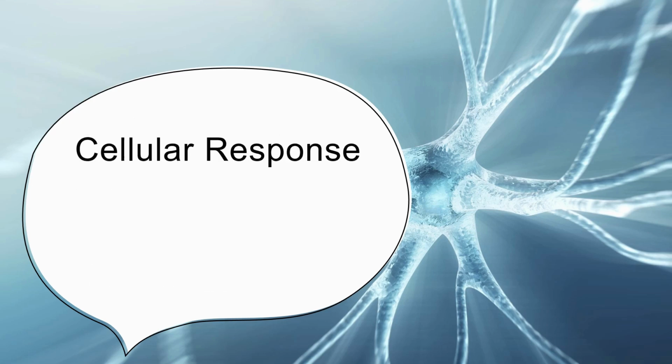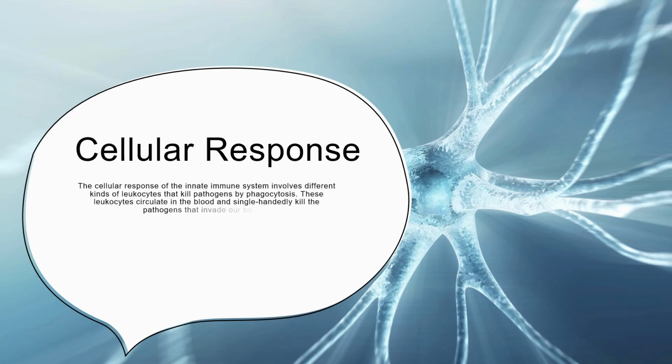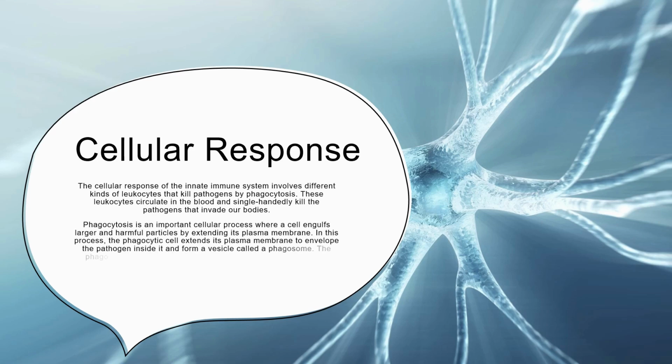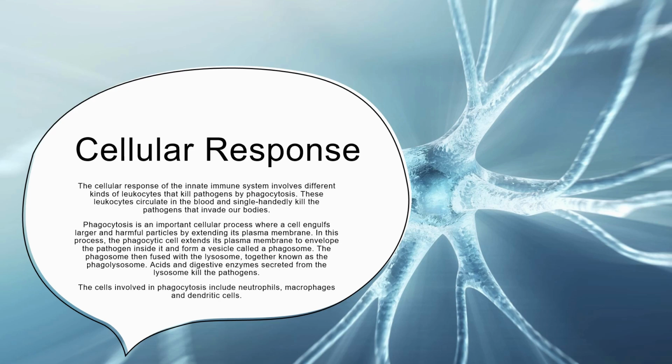Cellular response. The cellular response of the innate immune system involves different kinds of leukocytes that kill pathogens by phagocytosis. These leukocytes circulate in the blood and single-handedly kill the pathogens that invade our bodies. Phagocytosis is an important cellular process where a cell engulfs larger and harmful particles by extending its plasma membrane.